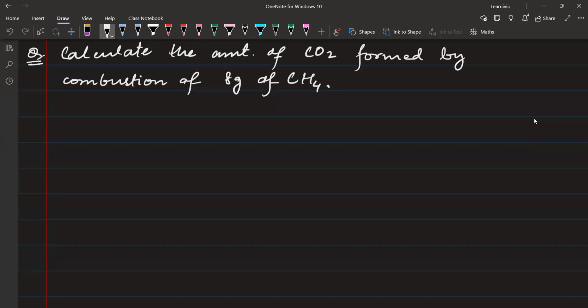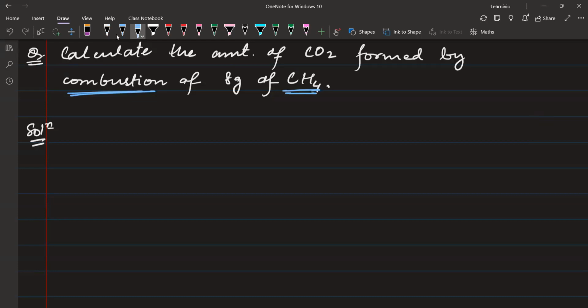So be ready for these type of questions. You have been given only one value, only 8 grams. Don't know anything, but we are going to start this question. You will be getting these type of questions in 11th standard. First of all, you need a reaction. For stoichiometric calculation, you need a balanced chemical reaction. So you are saying combustion of 8 gram of CH4.